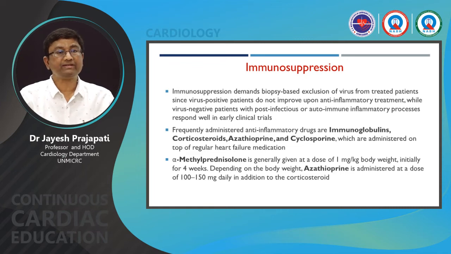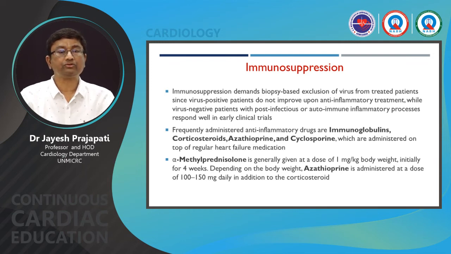What is immunosuppression? Immunosuppression demands a biopsy-based exclusion of virus from the treated patient, since virus-positive patients do not improve upon anti-inflammatory treatment, while virus-negative patients with a post-infectious autoimmune inflammatory process respond well in early clinical trials. So if active infection is ruled out and only an inflammatory process is there, we should give immunosuppression. Immunosuppression in the form of immunoglobulin, corticosteroid, azathioprine, cyclosporin can be given.